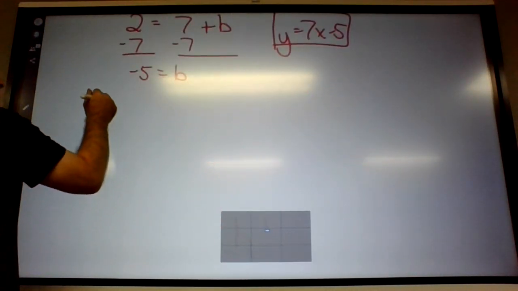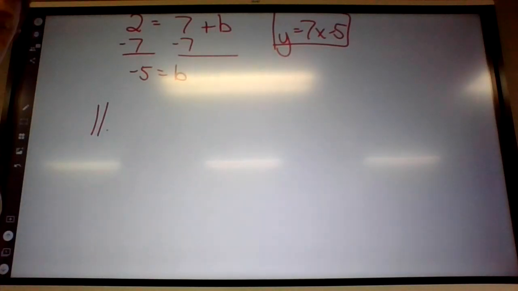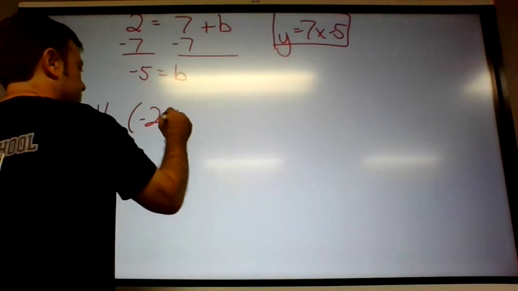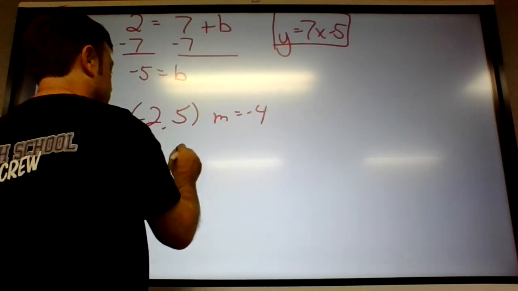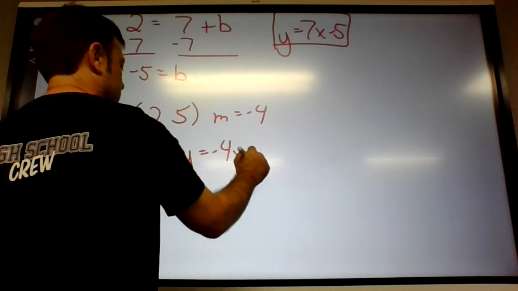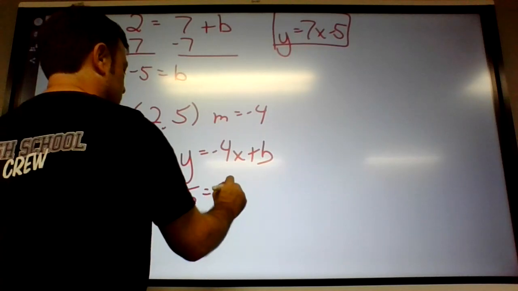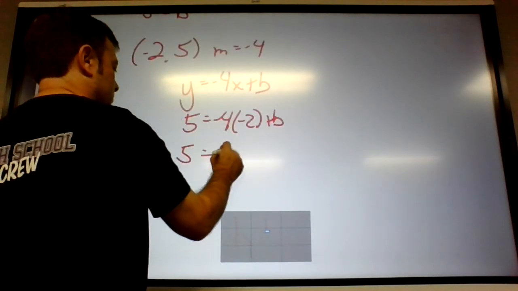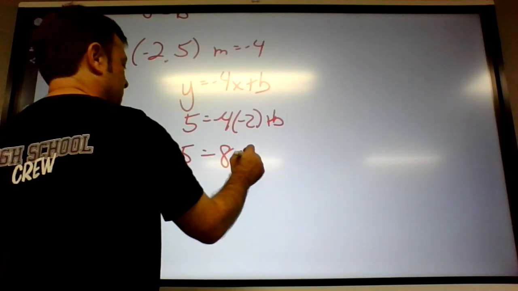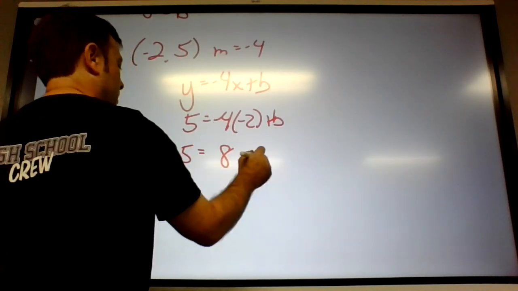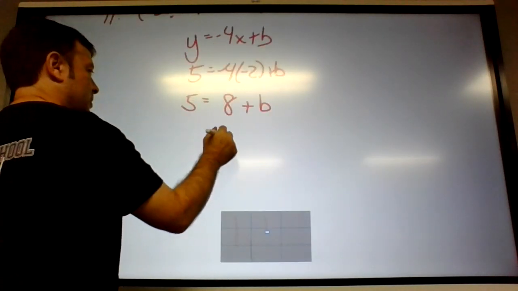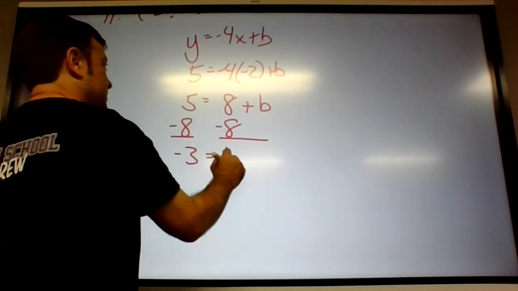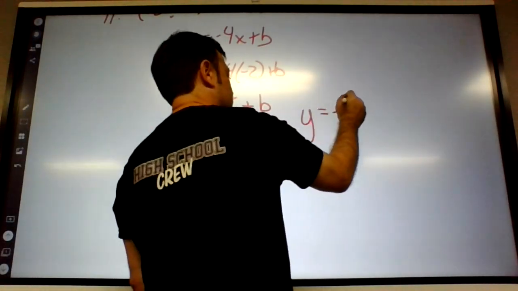Alright, Eli, I think it's your turn. On 11, it'd be y equals negative 4x plus b, and then it'd be 5 equals negative 4 times negative 2 plus b. And then you do the math, 5 equals negative 8 plus b, and then you add 8. Positive. Oh, yeah. That's what I meant. And then you subtract 8, and you get negative 3 equals b, and then it'd be y equals negative 4x minus 3.